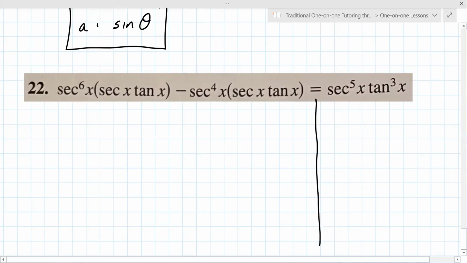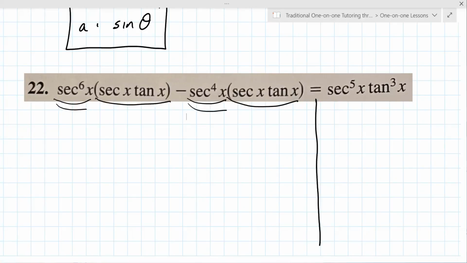What I see is that, if I didn't know anything else here, you can actually factor out secant x tangent x from both. Like I said, these are in both. That's maybe helpful. I'm also drawn to the fact that there's secant to the fourth in both of those. I can take a fourth out.